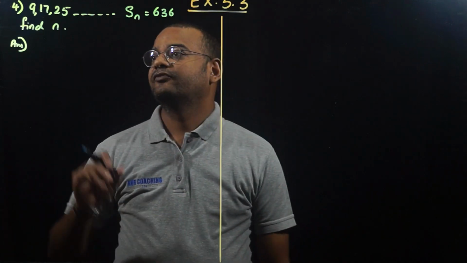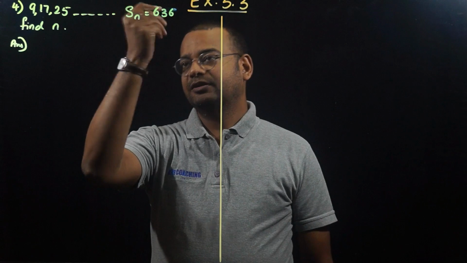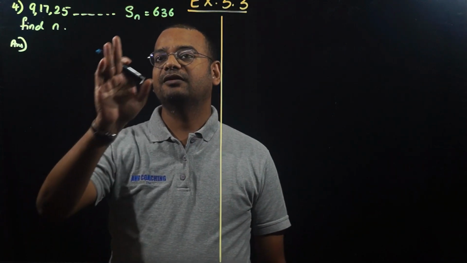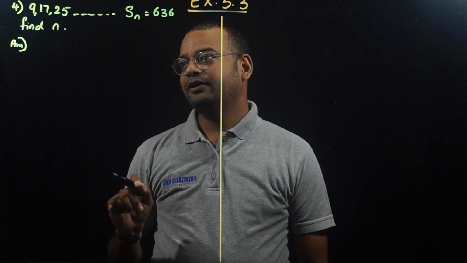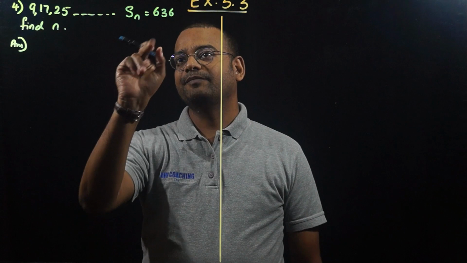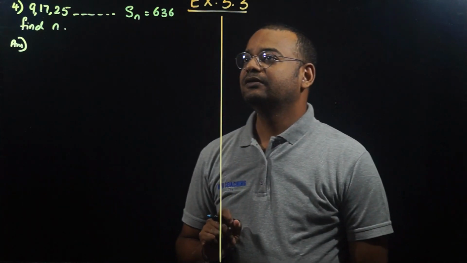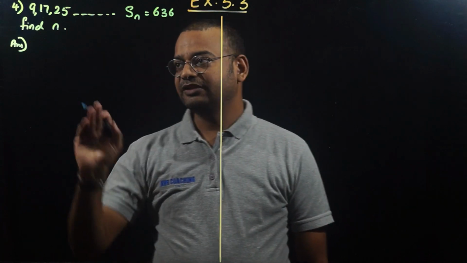Fourth problem, we have the series 9, 17, 25 up to n terms. We don't know how many terms there are, and the sum of n terms is 636. We need to find the n value, meaning for how many terms of this AP the sum will be 636. Here we just want to find the number of terms, that is, the value of n.